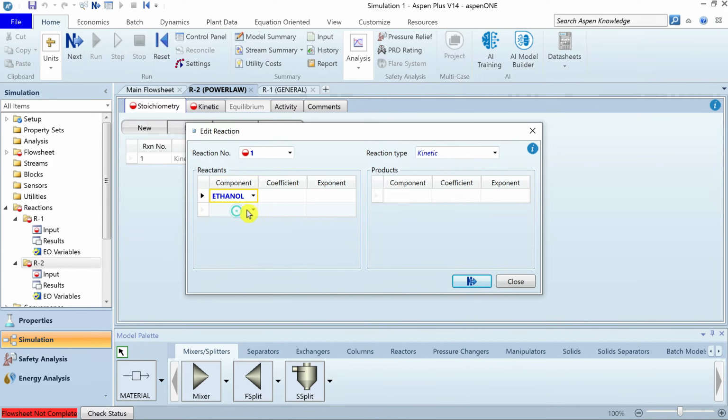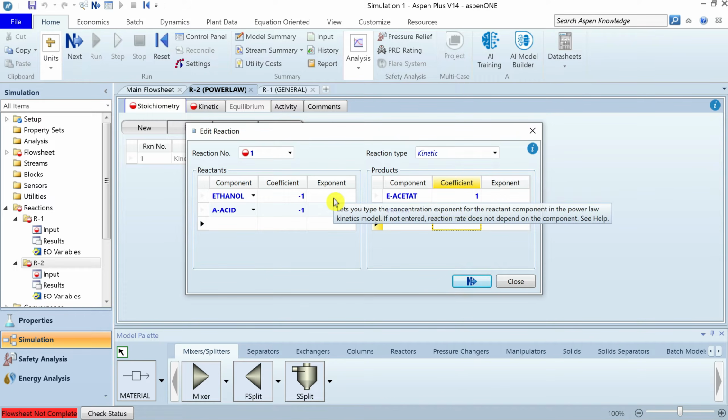So let's choose the reactant components and product components. Define the coefficients of the reaction that indicate the number of moles reacting in the stoichiometry. 1 mole of ethanol reacts with 1 mole of acetic acid, the coefficients of the reactants are displayed as minus values and the coefficients of the products are displayed as positive values. The exponent corresponds to the concentration powers in the reaction rate equation.